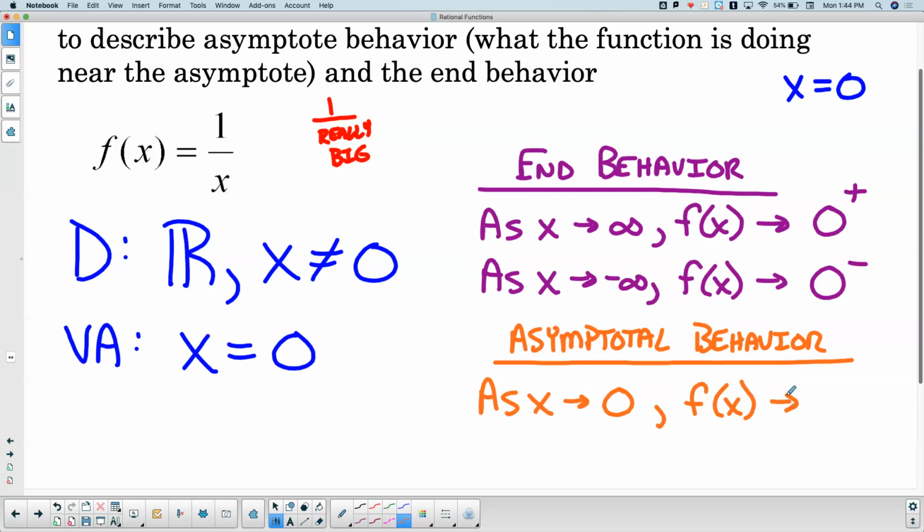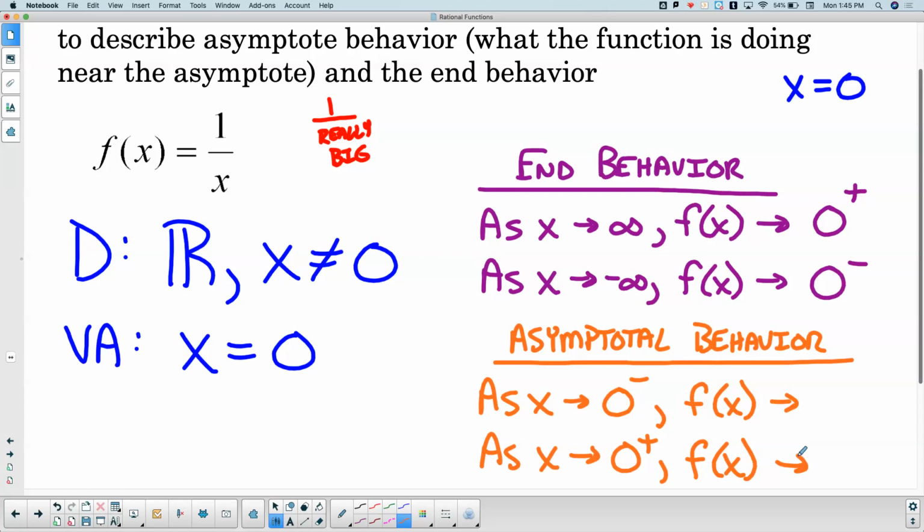But there's two sides to 0, right? There's a left side of 0, and there is a right side of 0. For every vertical asymptote, I have two asymptotal behaviors. I've got a left side of the asymptote, and I've got a right side of the asymptote. And they are different. Sometimes they'll be the same. Sometimes they'll be different.